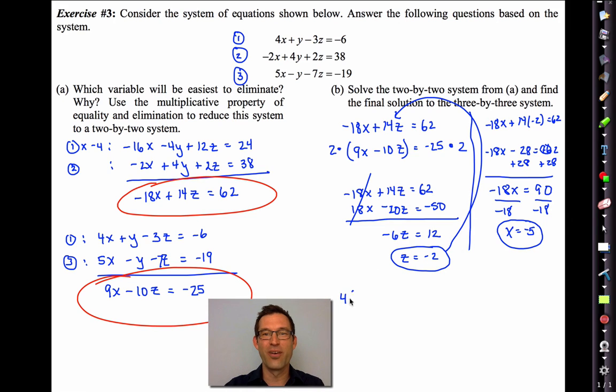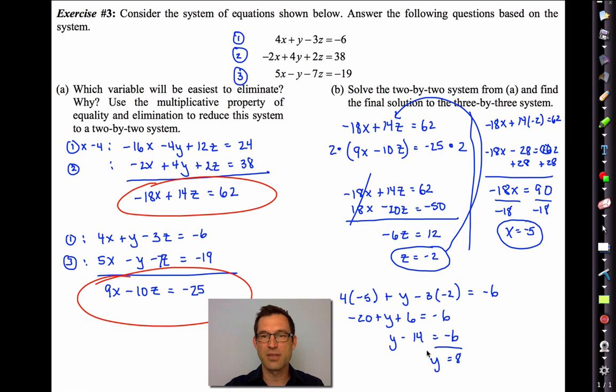Let's do 4 times x plus y minus 3 times z. It's good I have my solution sitting next to me. That gives me negative 20 plus y plus 6, negative 3 times negative 2. Negative 6, so that'll be y minus 14 equals negative 6, and then y equals 8. Well, I stumbled a little bit there, and it's amazing what can happen when you have a positive 62 that suddenly becomes a negative 62 in the next line. That's where you want to have a lot of space to work.